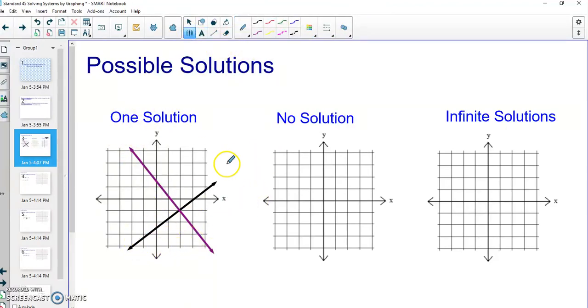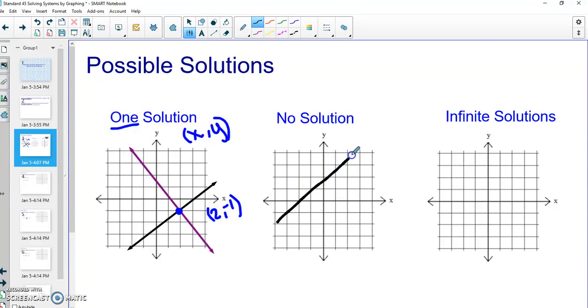Here in this example, I have two linear equations graphed. The one solution would be where these two lines intersect, right here at this point, because they just cross at one point. We're going to name these points, remember, with x, y coordinates. So this point is the point (2, -1), and that would be our solution.